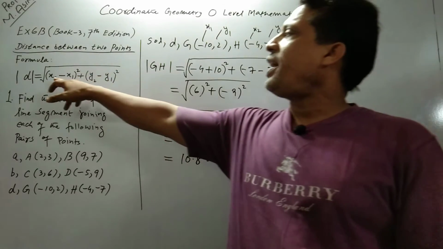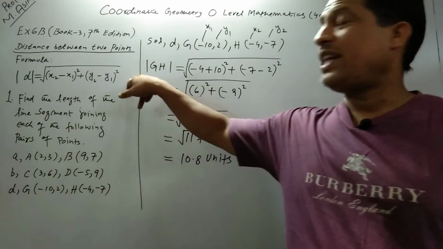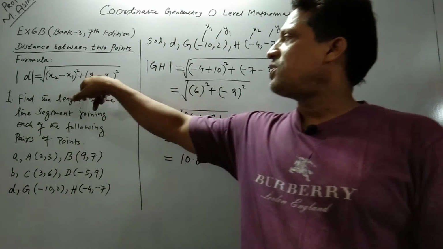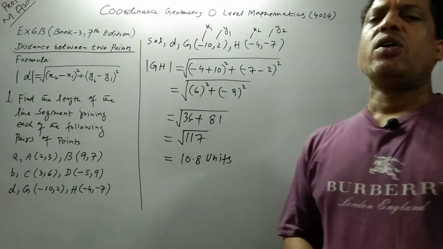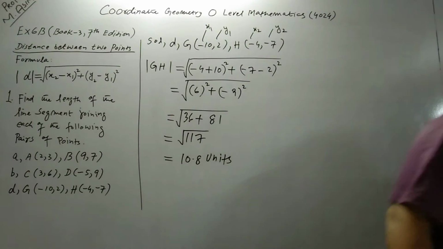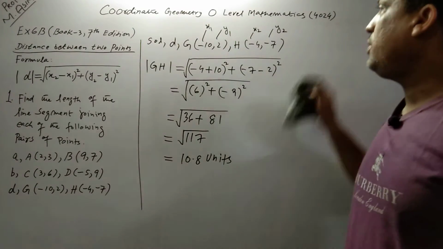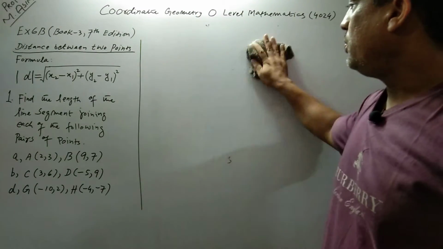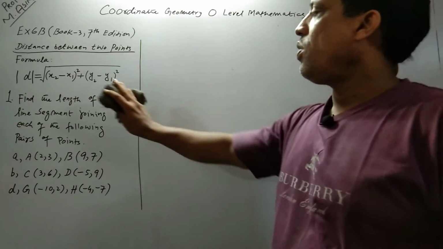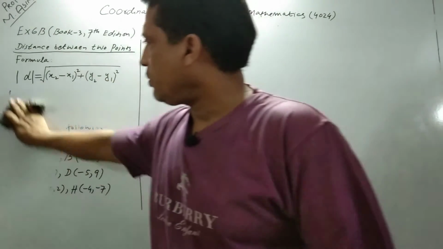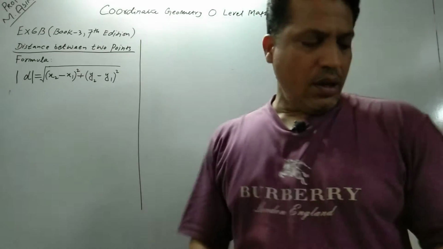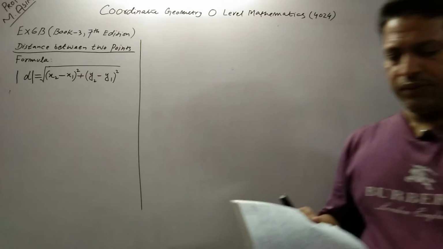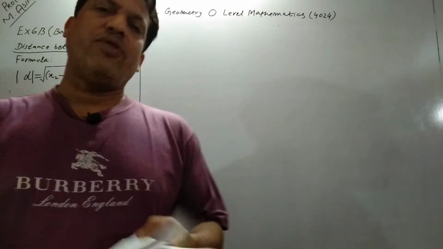So whether you write x2 minus x1 whole square plus y2 minus y1 whole square, or whether you write x1 minus x2 whole square plus y1 minus y2 whole square, square root, you will get the same answer. Okay, so this is question number 1. Finish. See question number 2. What is question number 2? Question number 2 is a word problem.